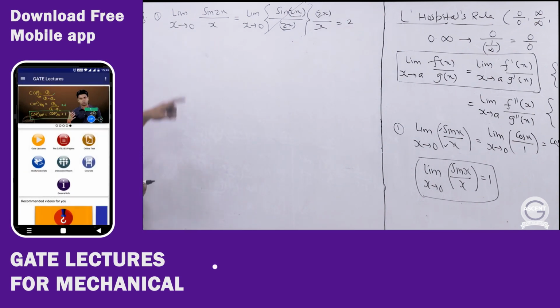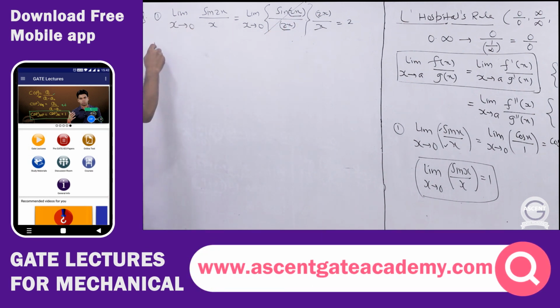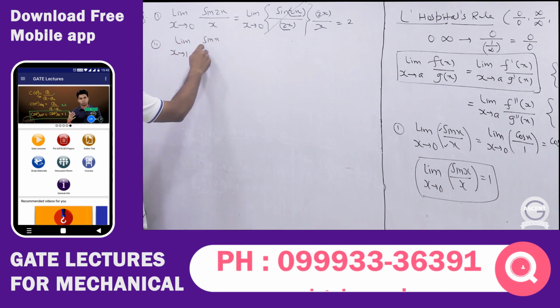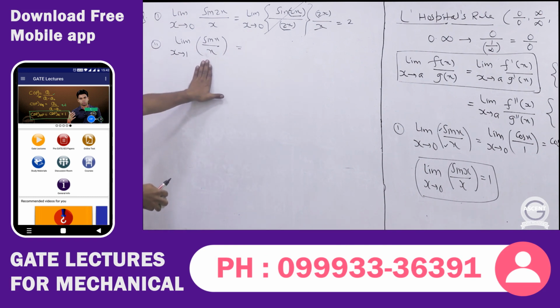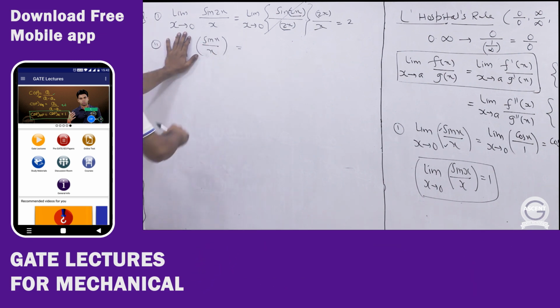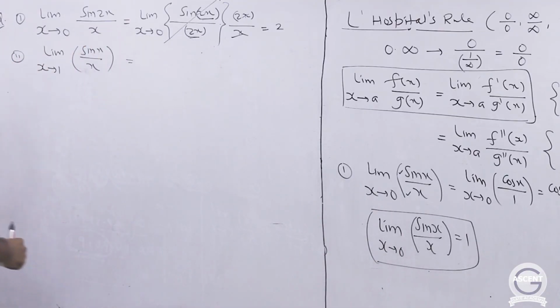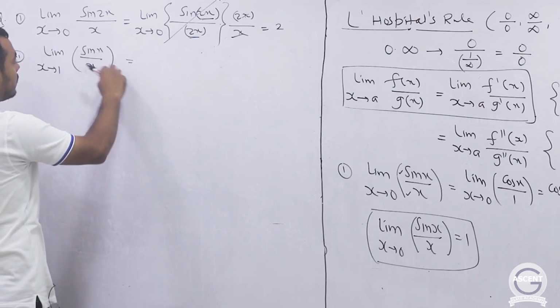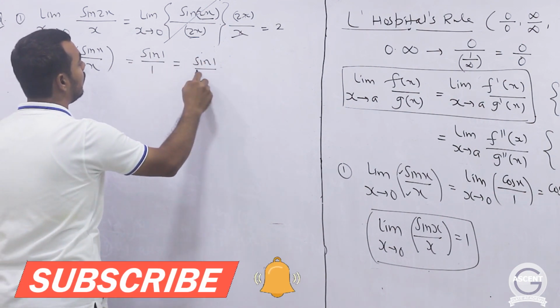But remember that this will be 1 only when you are getting 0 by 0. For example, suppose I have to evaluate limit x tending to 1, sin x by x. So what should be the value of this limit? Now this is not 1. Why is this not 1? People have this habit of writing sin x by x as 1. But sin x by x is 1 only when x is approaching 0. Only sin 0 by 0 is 1. If x is approaching 1, then if I place x equals 1 here, I will get sin 1 by 1, which is not an indeterminate form.